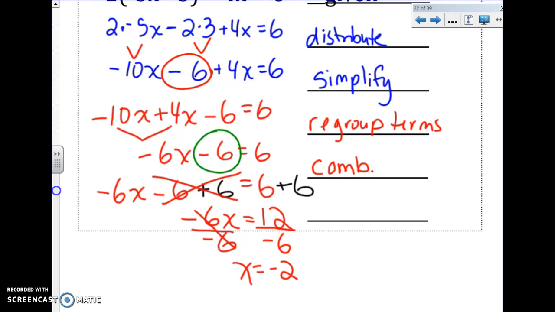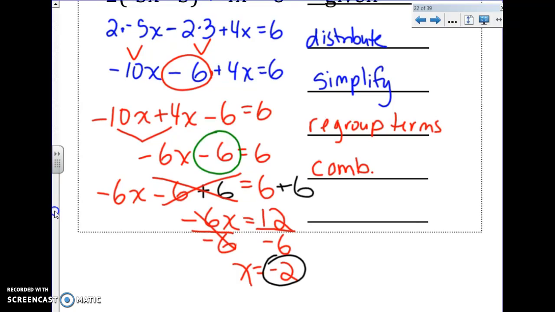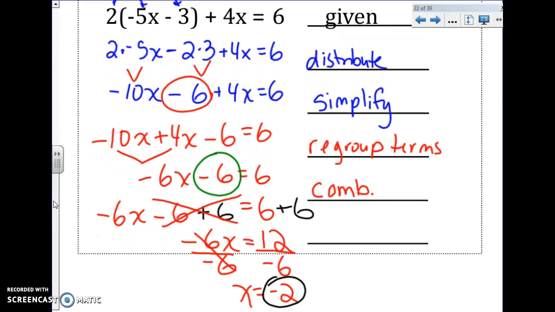Are we going to check this? Of course we are. We always want to check our work to make sure we get it right. I'm going to put that negative 2 back up into the original equation. And you can just throw this in the calculator at this point too. Does 2 times negative 5 times negative 2 minus 3 plus 4 times negative 2, what does all that equal? Well, we're hoping it equals 6.